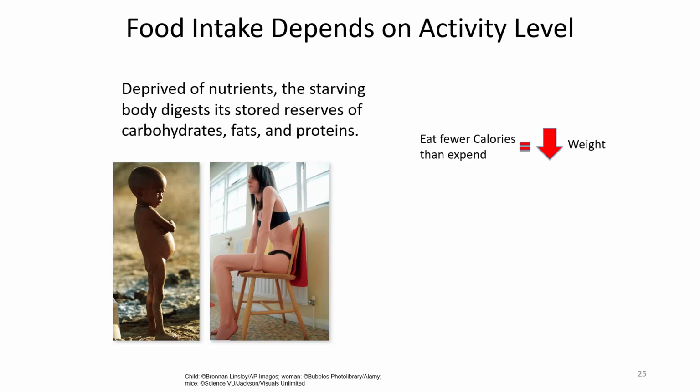Deprived of nutrients, the starving body digests its stored reserves of carbohydrates, fats, and then proteins in that order. So like I mentioned previously, if you starve yourself, first your body's going to try to consume all the carbohydrates in the body, then the fats, and then finally the proteins.